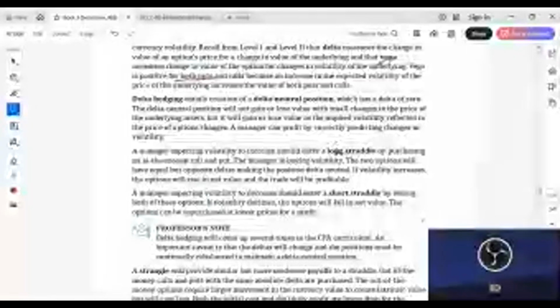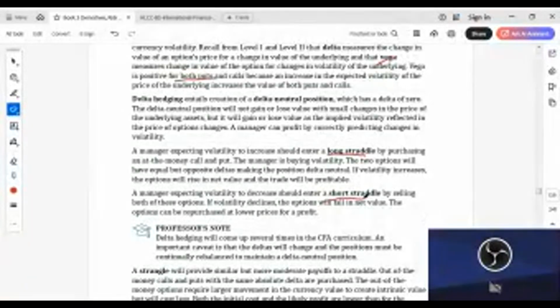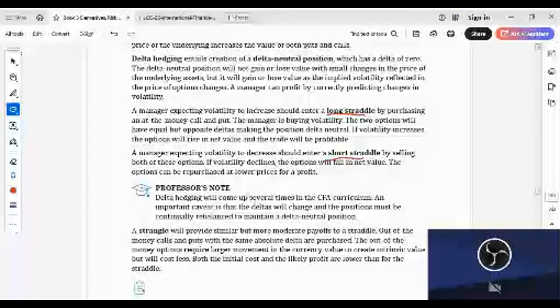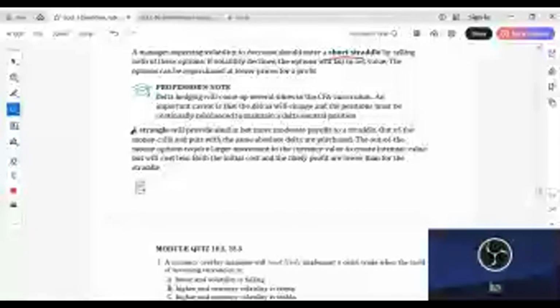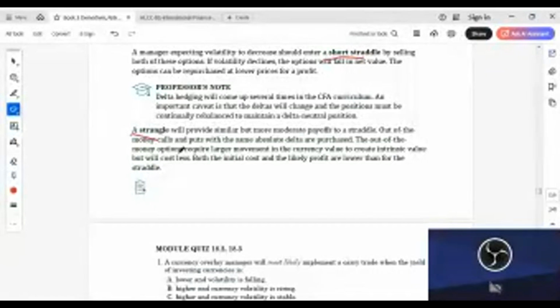Mostly you can do straddle. Straddle means you are buying a call, buying a put. So if you think volatility is going to increase, you can do a long straddle. If you think volatility is going to decrease, you can do a short straddle. So you can do a strangle. Benefit of strangle is that initial investment will be lesser.